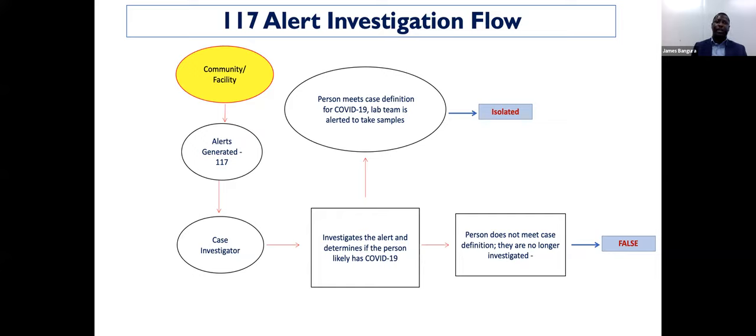We've also trained these individuals to be able to identify that some of the alerts are prime, and some are related to non-COVID. So, looking through, we refer to them as false alerts not related to COVID, where they have non-COVID illnesses, and we are building a system wherein they can be cared for outside the COVID response structure that we have.